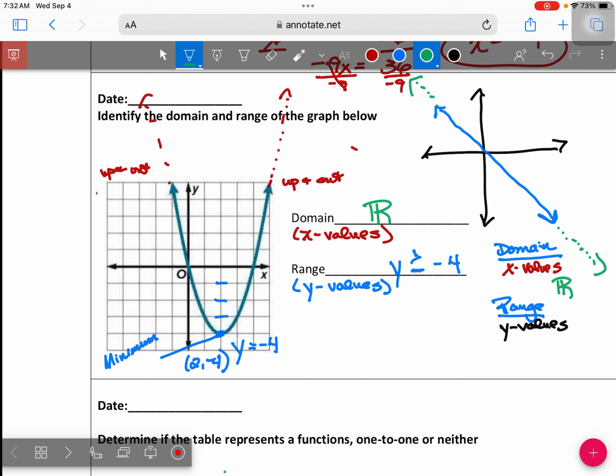Okay. So what do we think the range is going to be here? It also is going to be all real numbers.